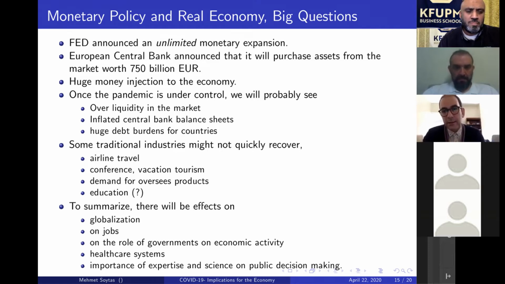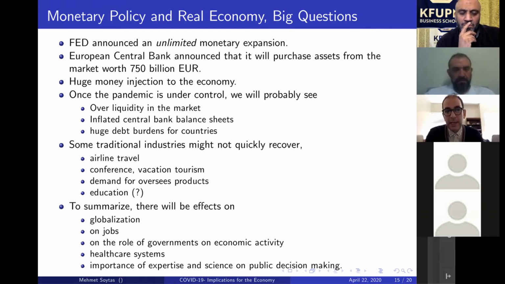Okay, and yes, after the pandemic is over, or in the coming years, the governments will be dealing with this kind of problem one way or another. Okay, what about the industries? Some traditional industries might not quickly recover even if the economy goes back to normal.